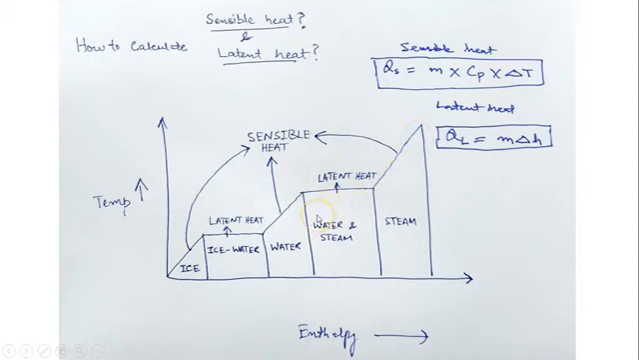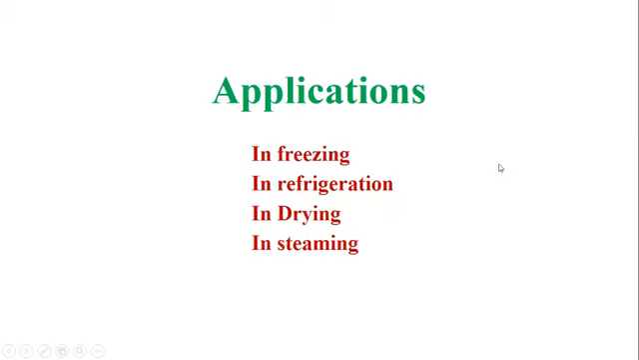So when we supply heat to any substance, there are two types of heats. One is sensible heat and one is the latent heat, and which can be calculated through these formulas given. Sensible heat is equivalent to mass into specific heat into change in temperature. Similarly, latent heat QL is equal to mass into latent heat of fusion.